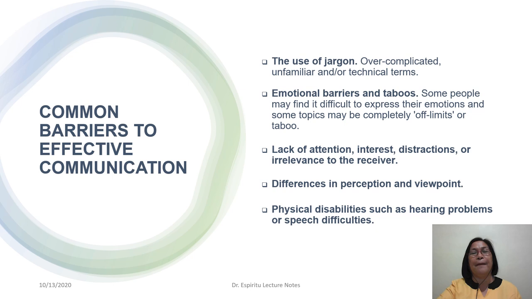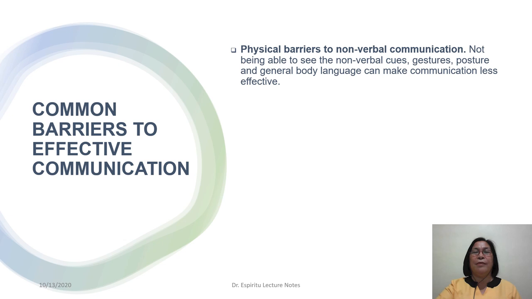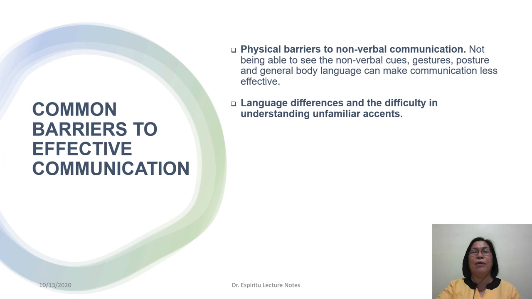Okay. Other common barriers to effective communication, physical barriers to nonverbal communication. So not being able to see the nonverbal cues, gestures, posture, and general body language can make the communication less effective. So this is usually when you are not looking at the person you are talking to. So the tendency is you cannot see everything. You cannot understand everything. And much more in our case, the physical barrier is the physical distance. So we cannot be with each other inside the room, so that makes it difficult.